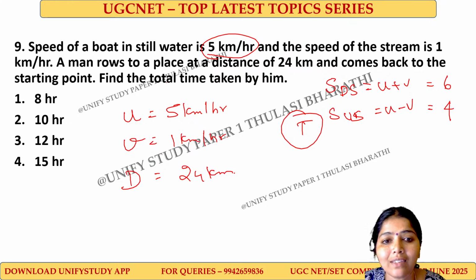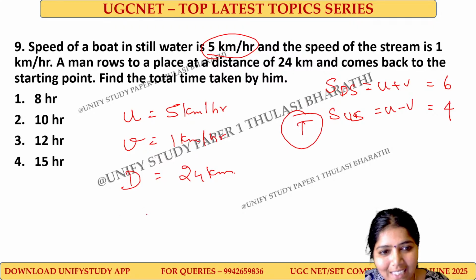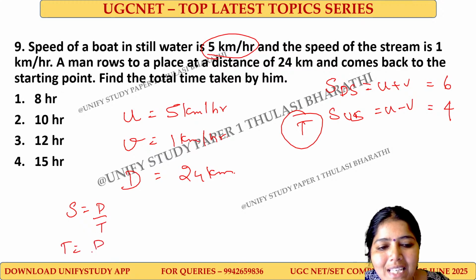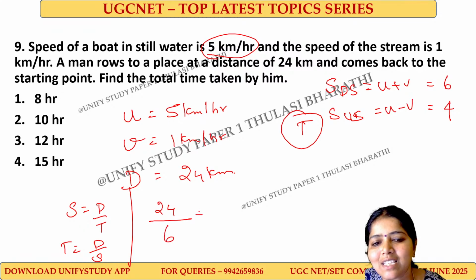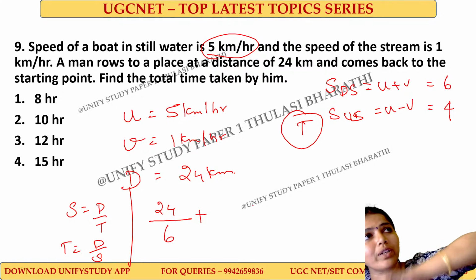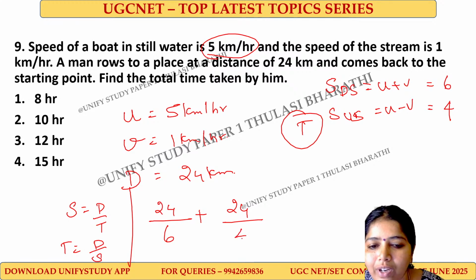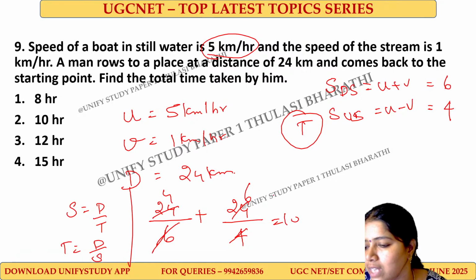What have they asked here? The total time taken. How to find out the total time taken? Waiting for your answers. The time formula is what? Speed is equal to distance divided by time. Then time is equal to distance divided by speed. So what is the distance covered here? This is 24 km. And then what is the speed of the downstream? That is 6. Similarly, for upstream, the distance covered is 24 kilometer. What is the speed? It is 4 kilometer.